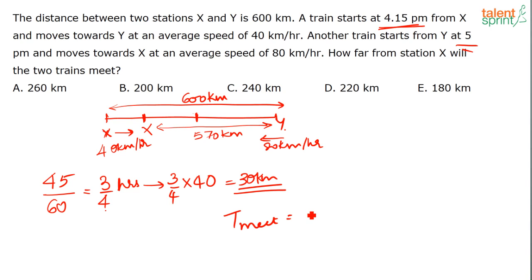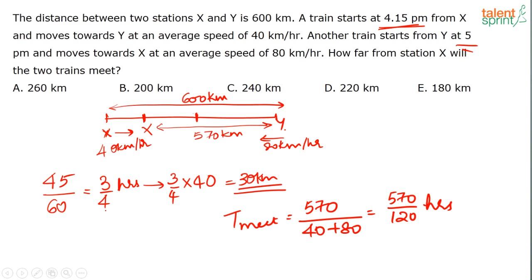In what time will they meet? 570 divided by 40 plus 80. Here two objects are traveling in opposite directions, so the net speed is nothing but the sum of the speeds of the two objects. So this is equal to 570 divided by 120. So in this many hours from 5 o'clock both these trains will meet. Now the question is, what is this distance? You have to find out this distance. This is the question. Now how do I find out this distance?